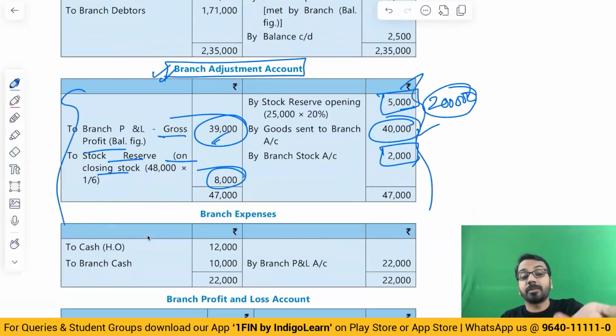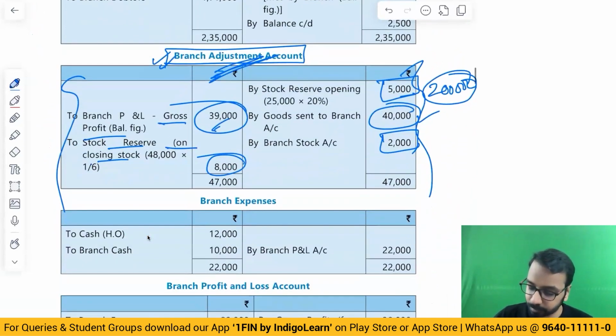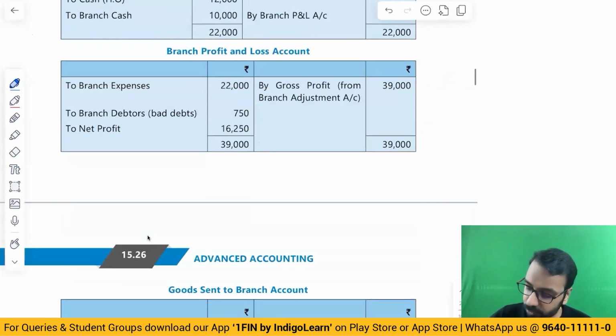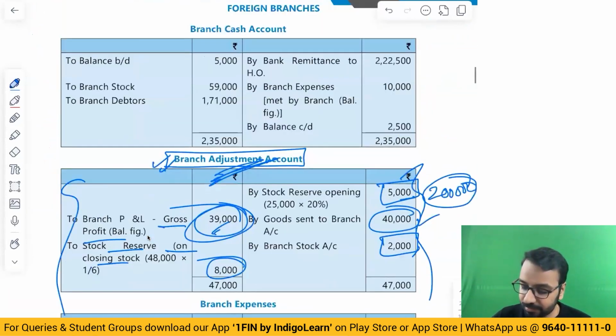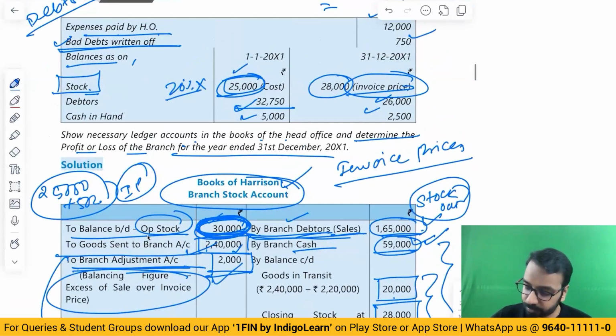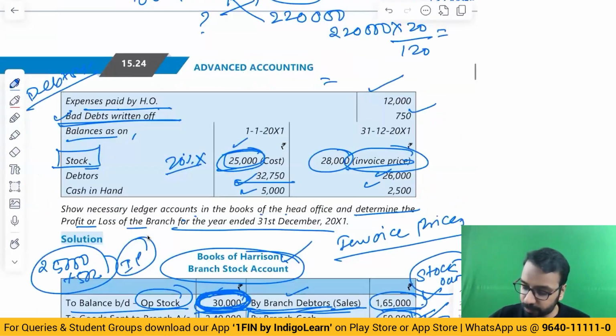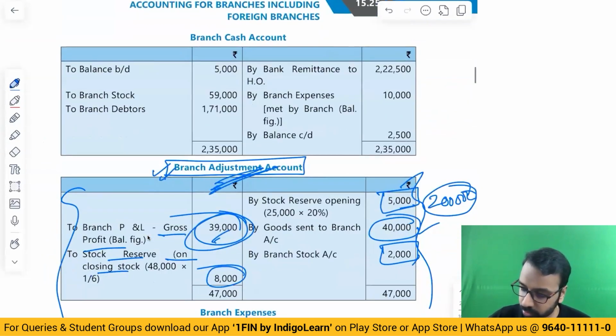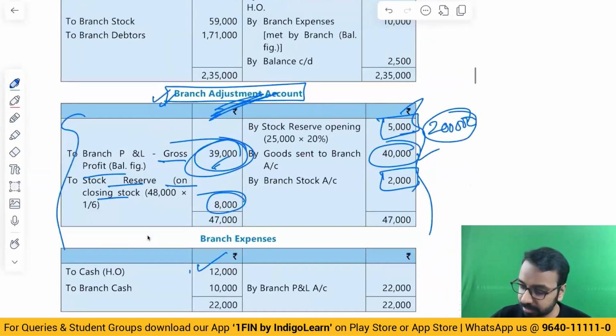Sir, what if goods are returned back? So if there are goods returned, the profit element will also be adjusted in the branch adjustment account, right? Then this profit is transferred to branch P&L, where we will record the remaining expenses. What are the remaining expenses? You have expenses paid by head office, 12,000.